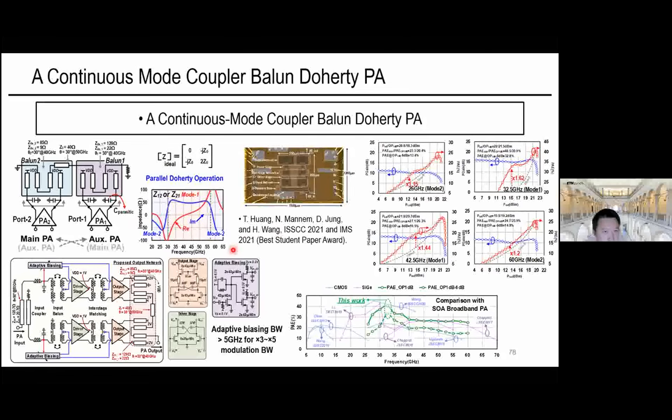in this silicon platform. We are able to show that we can cover from 25 gigahertz all the way to almost 60 gigahertz operation with different levels of back-off efficiency enhancement by using this continuous-mode coupler balun topology together with main-auxiliary role exchange. It also achieves very wideband modulation and supports wideband modulation as well. So this is the advantage of this design.